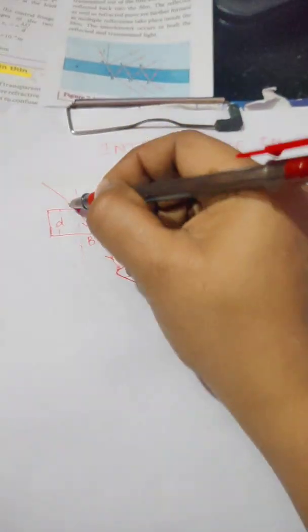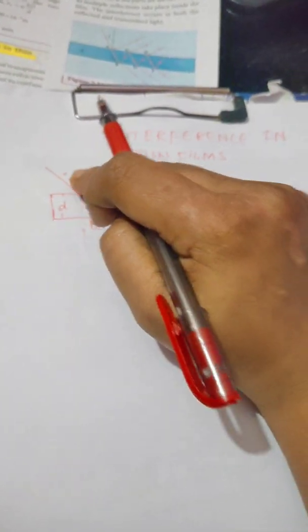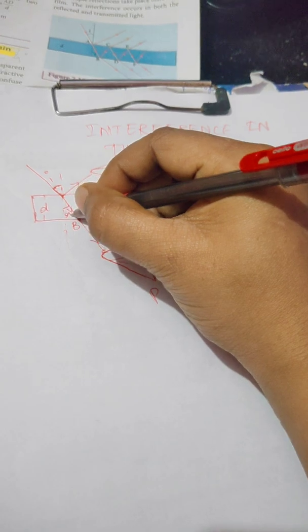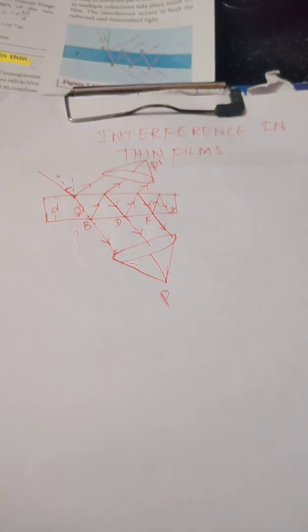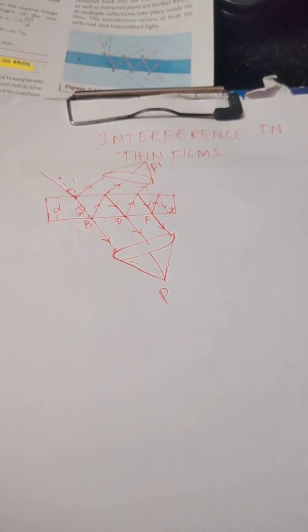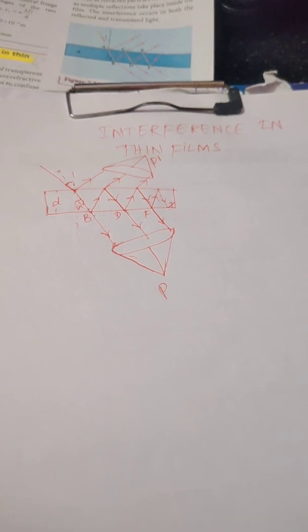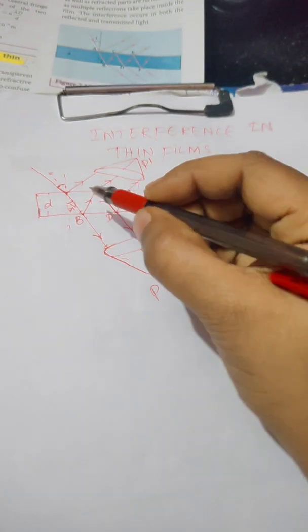Now I will have the incident angle here, because this is the incident ray, and this is the source of the ray. Here I have the reflection and also the refraction. So this is refraction and this is reflection. From the diagram itself you can easily understand that you have reflection as well as refraction in this topic. Watch this fully, then only you will be able to understand.